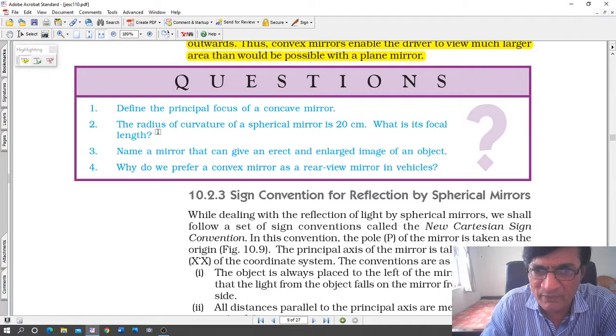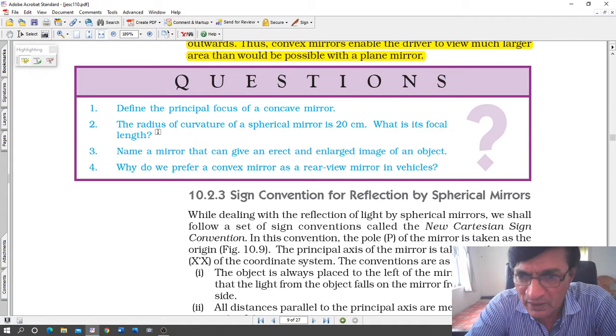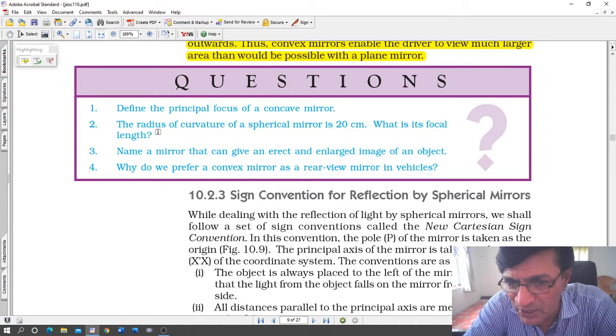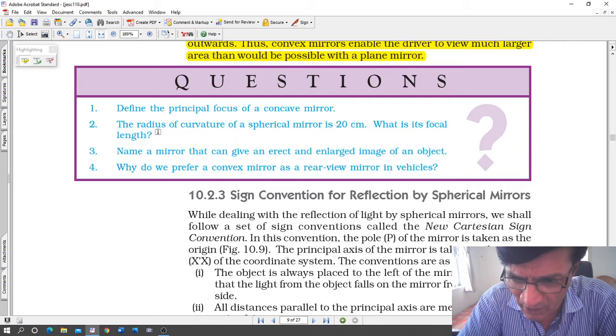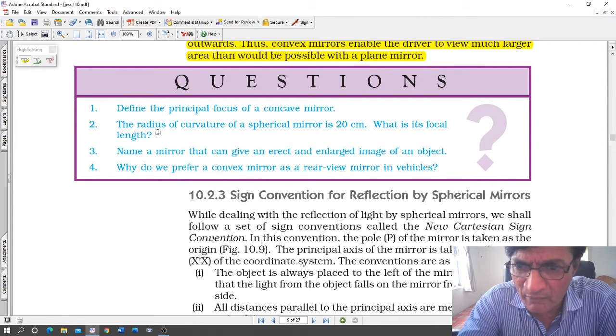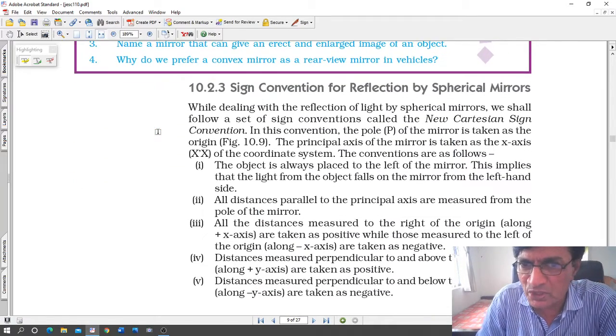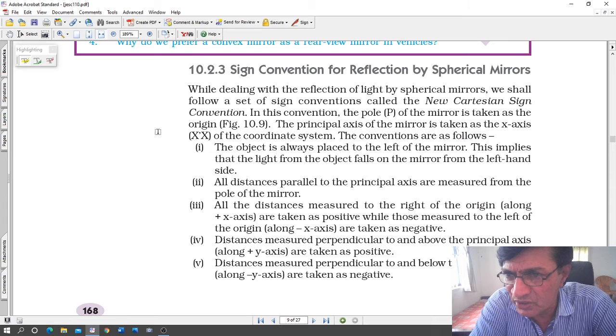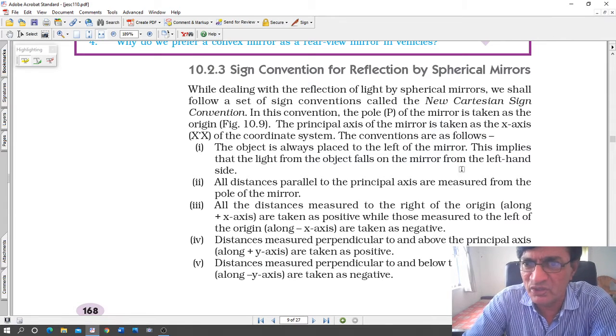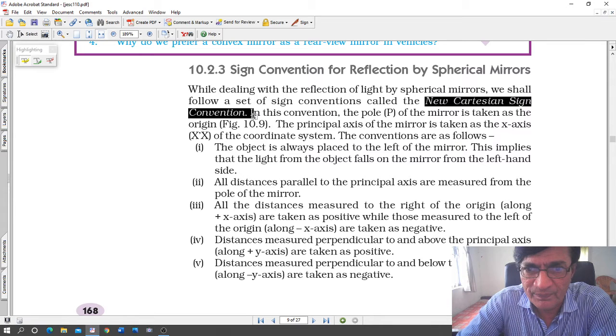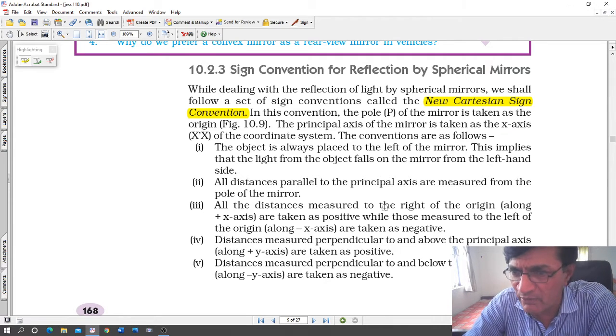Alright, now you can see: define principal focus of a concave mirror, the radius of curvature, what is its focal length. These questions I have answered in the PDF, and I will be sending you a PDF with all the question answers very soon. It's ready, but I'll send it maybe tomorrow or the day after when we finish this particular lesson. I've also discussed in the morning the sign conventions, the new Cartesian sign conventions. You can see here the new Cartesian sign conventions. This is what I discussed in the morning. Have a look at that video.